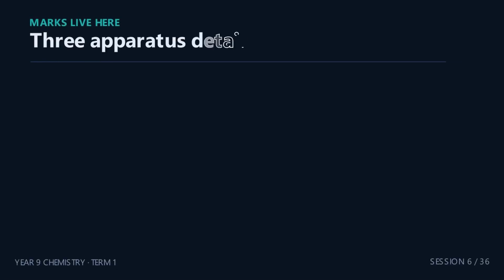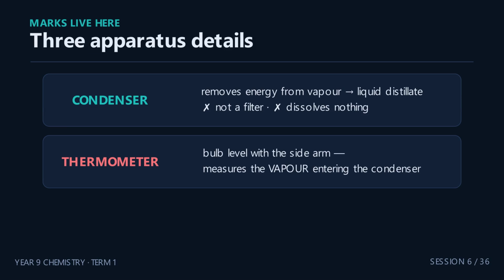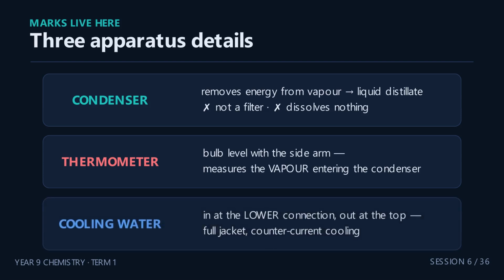Now the details that earn marks. The condenser's job is to remove energy from the vapor, so it becomes liquid distillate. It does not dissolve anything and it does not filter anything. The thermometer bulb sits level with the sidearm, so it measures the temperature of the vapor entering the condenser, not the liquid below. And the cooling water enters at the lower connection and leaves at the upper one. That keeps the water jacket full and gives efficient countercurrent cooling.